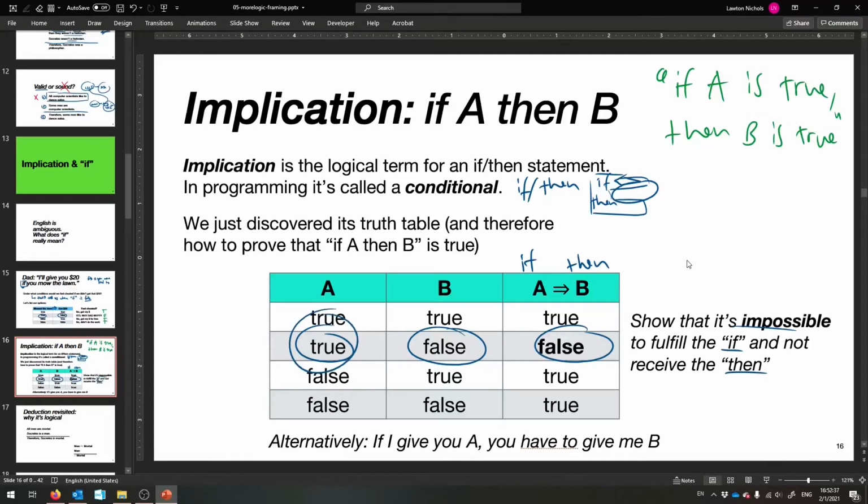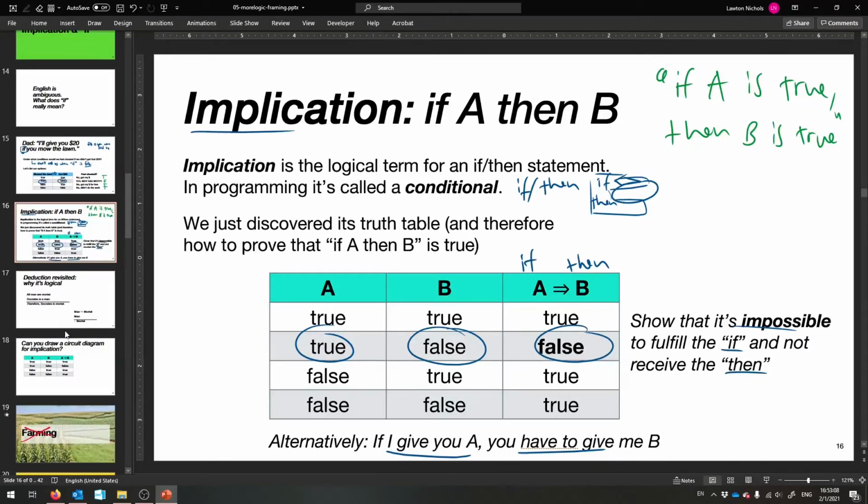So we get A, but we don't get B. That's the one time that things go wrong. So if we just show it's impossible to be in this case, like if we had the thing, then we totally get the thing, then it's true. The whole if statement was true. Okay, so alternatively, you can think about this as if I give you A, then you have to give me B. Like it's a requirement. It's like a contract. It's implied. Yeah, that is the hope.